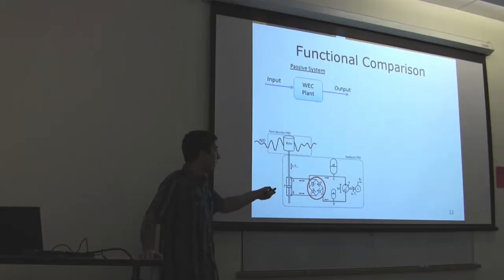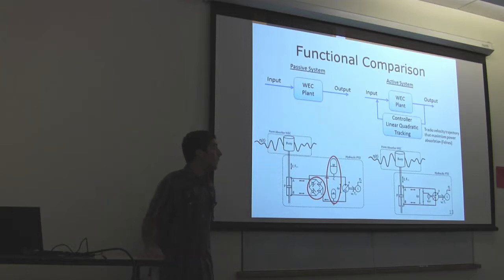So for the functional comparison, we can see the passive system is an open loop system. It's basically input to output. The key ingredients here are the rectification check valves and these accumulators that provide some energy storage.